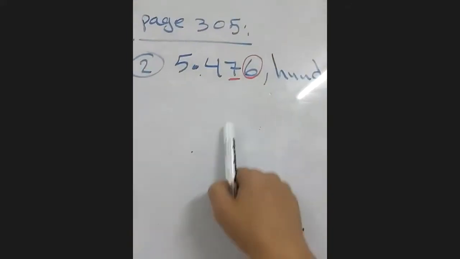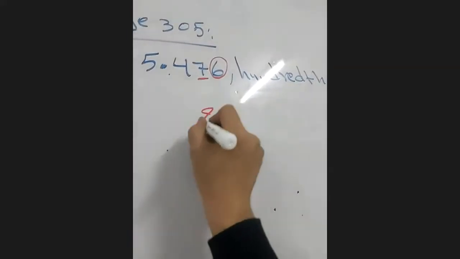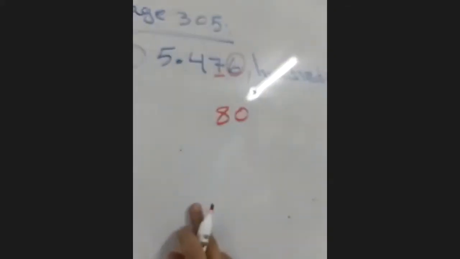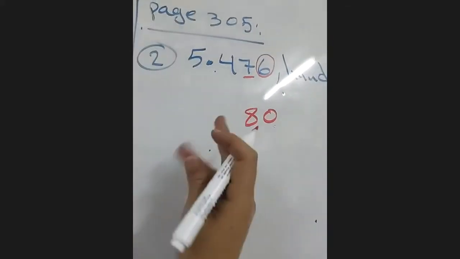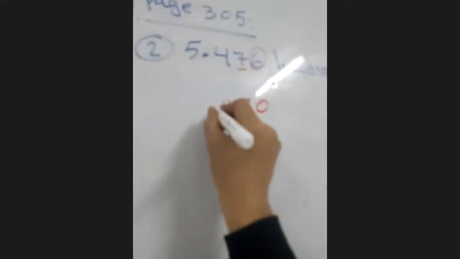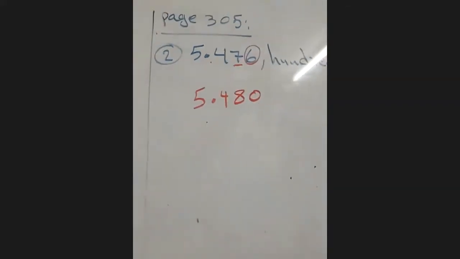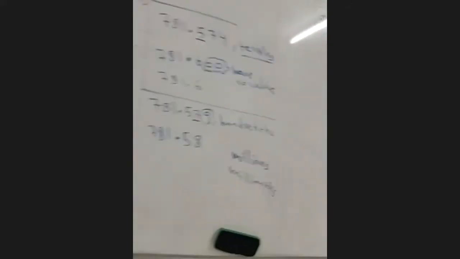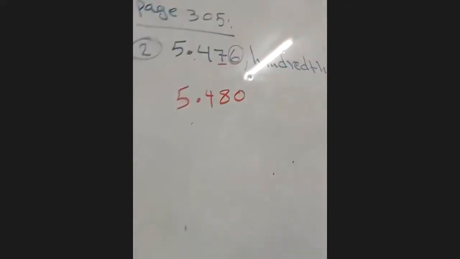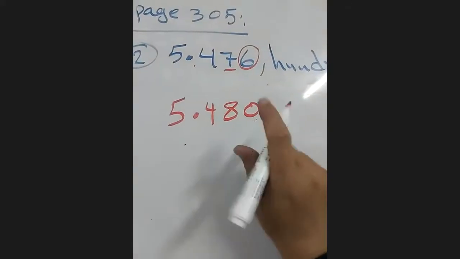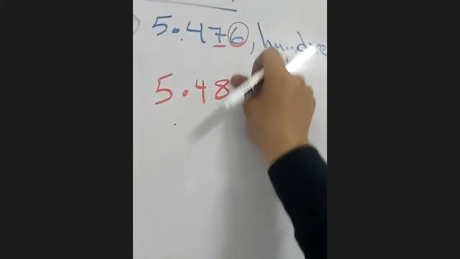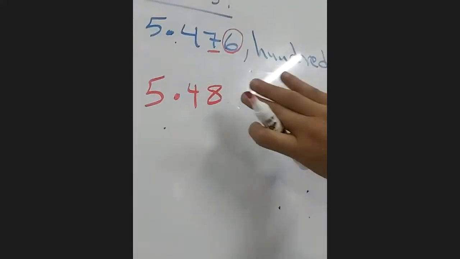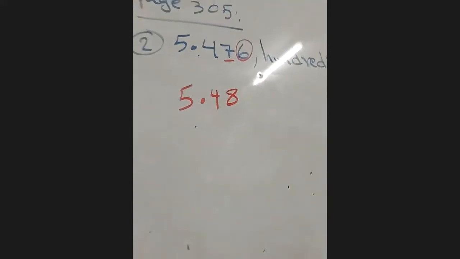The 7 will be 8. And the 6 will be what? 0. And the previous numbers will be the same. 4 decimal 5. Now, this 0 here has no value. Do not write it. In decimal, no need to write the last zeros.